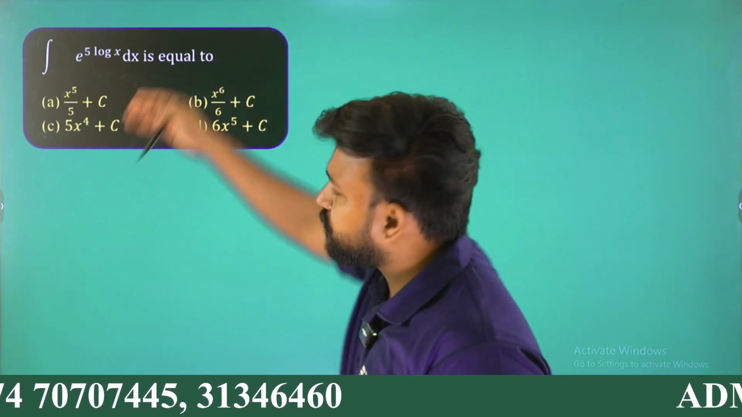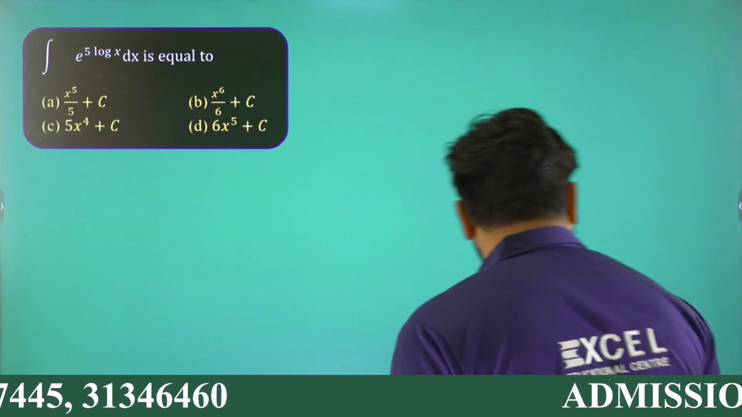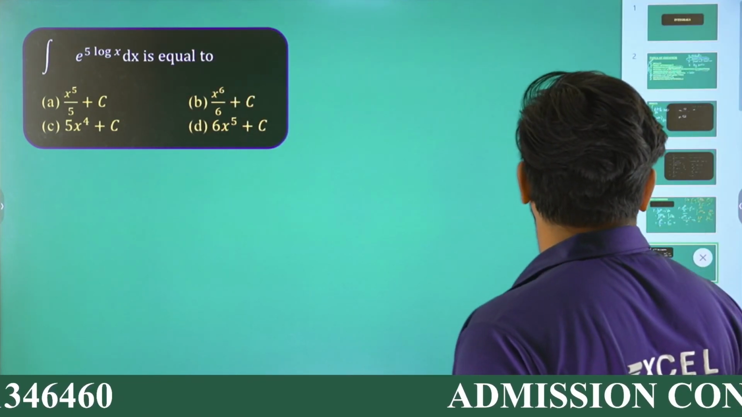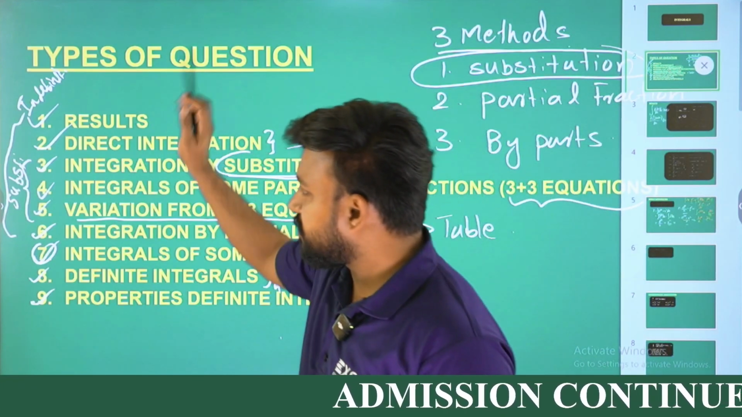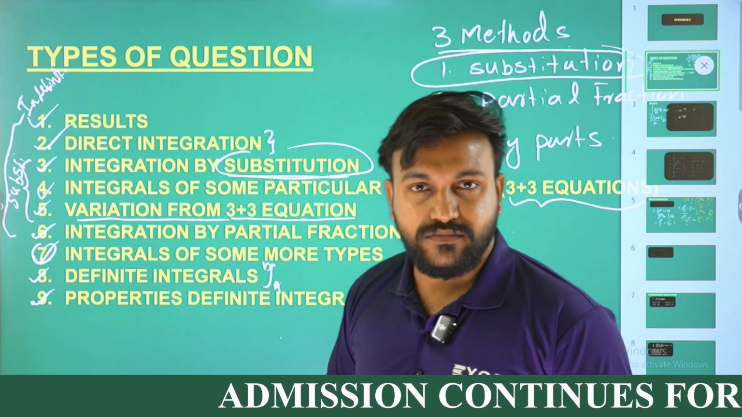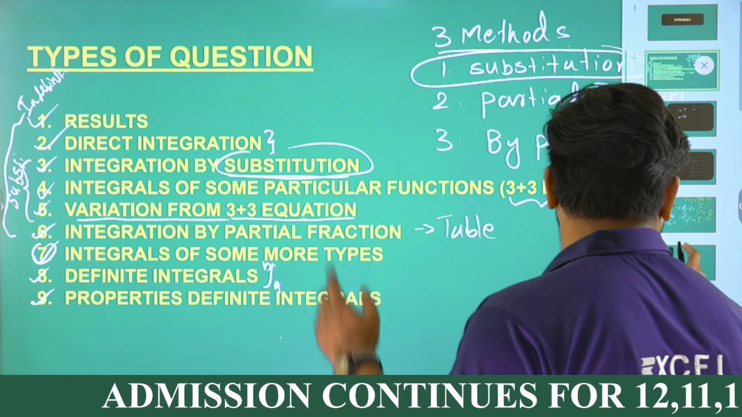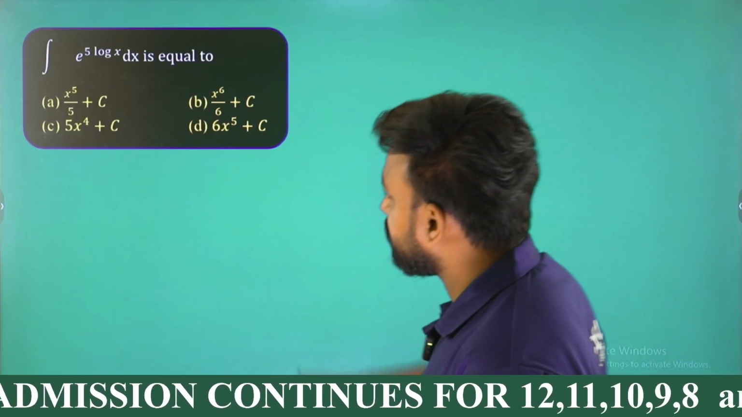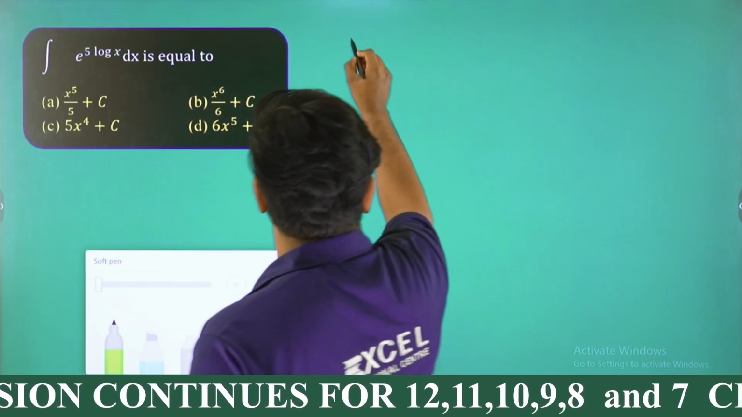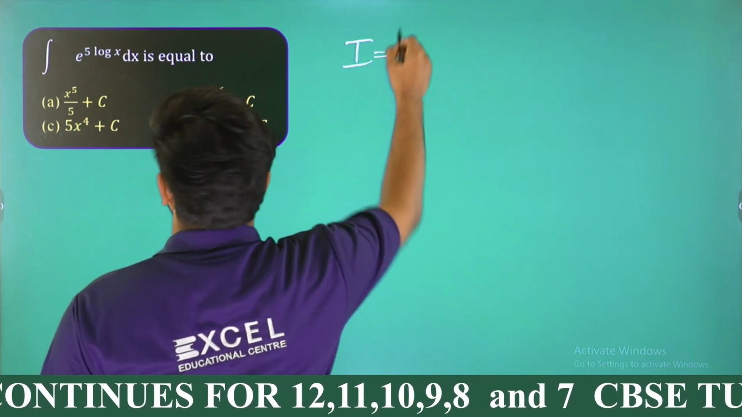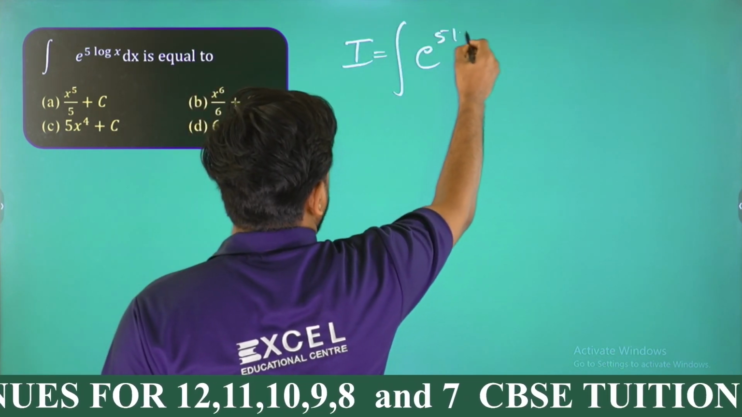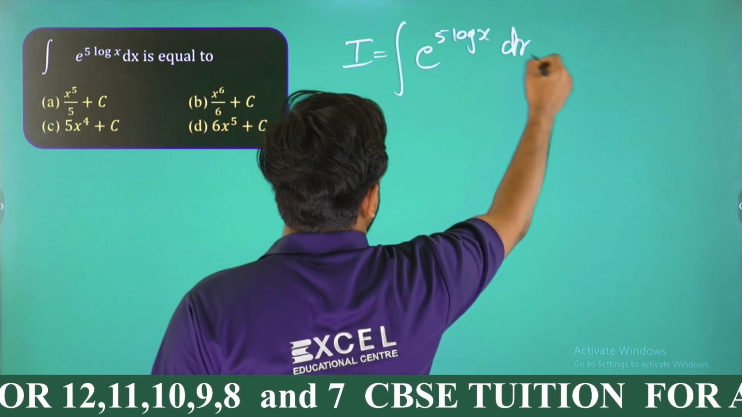So this question is also from direct type. Remember what we are doing? The result we discussed, the direct integration. What is a direct integration? The first direct integration we have done, and the second direct integration question is what? I is equal to integral e raised to 5 log x dx.